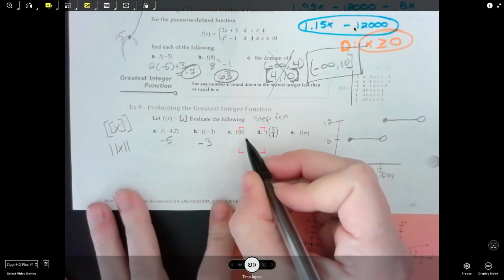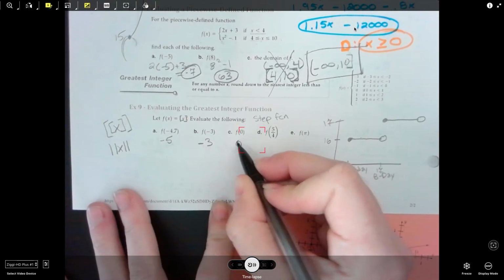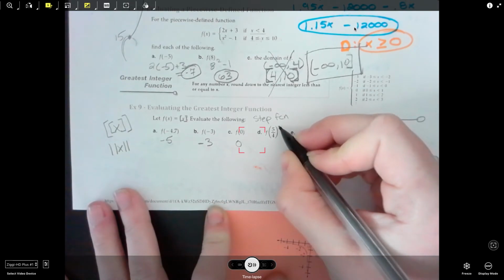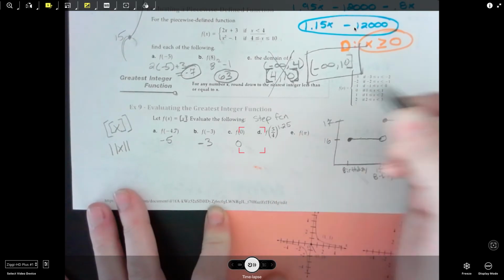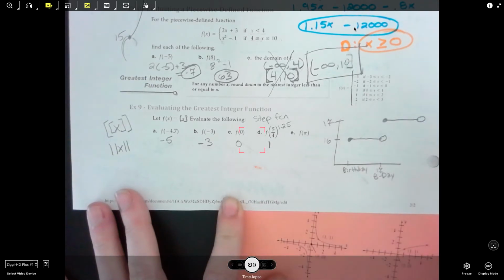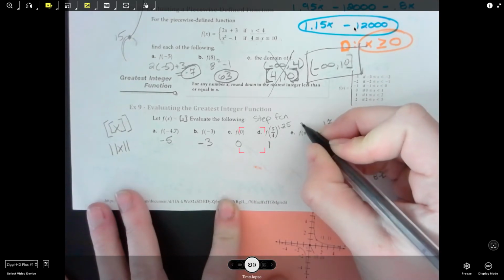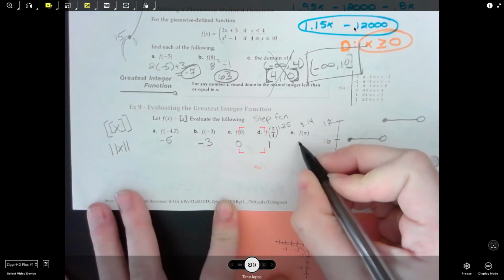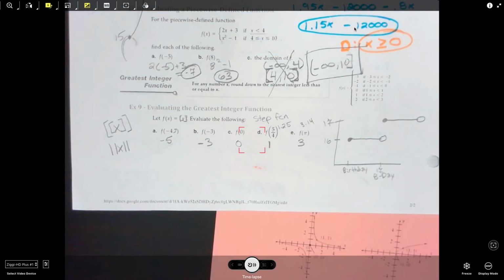What about f of 0? Stays at 0. What about f of 5/4? 5/4 is 1.25. That's going to round down to 1. And f of pi is 3.14. What's that going to round down to? 3. Everything rounds down, down, until you have your birthday, and then you jump up to the next stage. Does that make sense? That's the easiest way of explaining a step function.